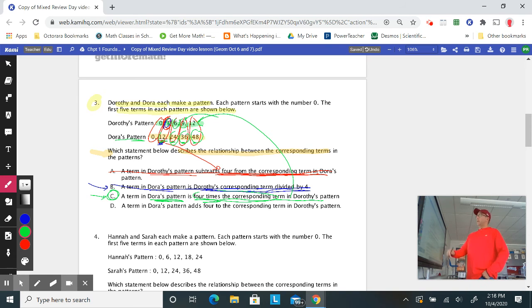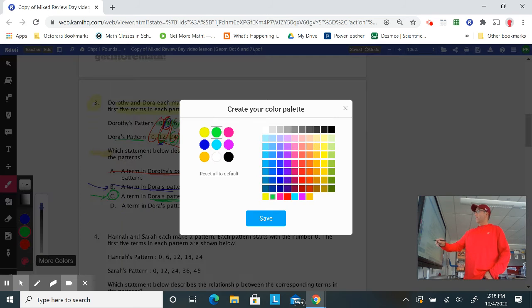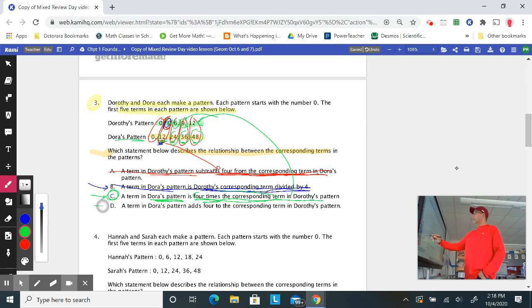And I always think you should look at the last one too. So I'm going to use black for this one. So look at D. A term in Dora's pattern adds 4 to the corresponding term in Dorothy's. So if you go to Dorothy's, the last one is a 12. You add 4, you get 16, not 48. So that won't work either.